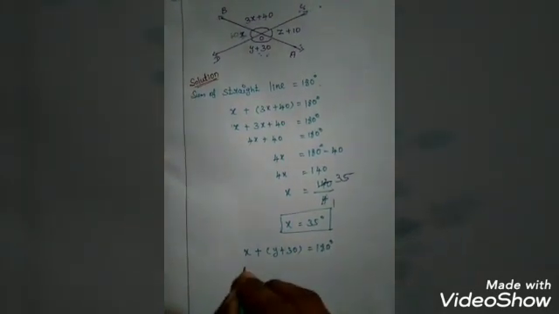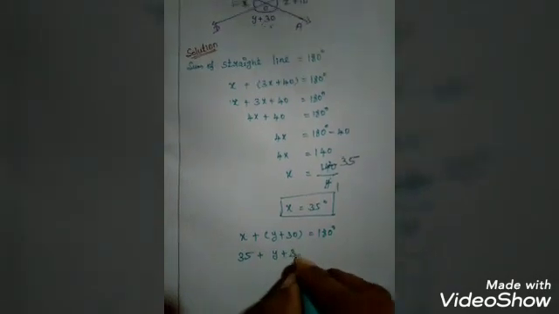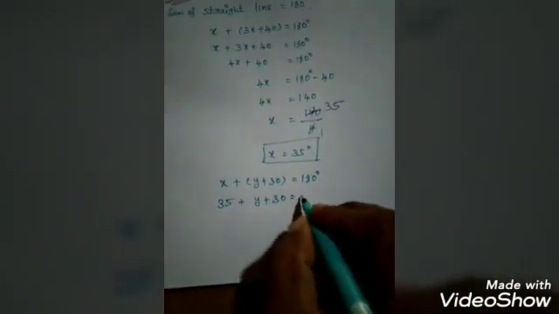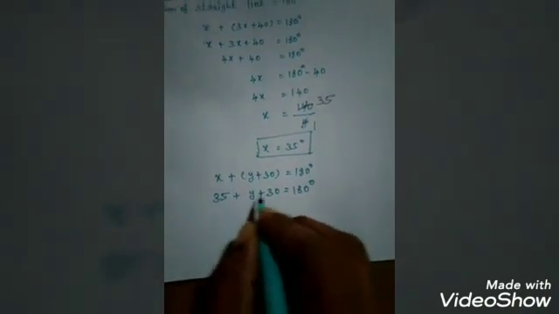So x plus y plus 30 equal to 180. The value of x is 35. So 35 plus y plus 30 is equal to 180 degrees. Here plus 30. 35 plus 30, add them.